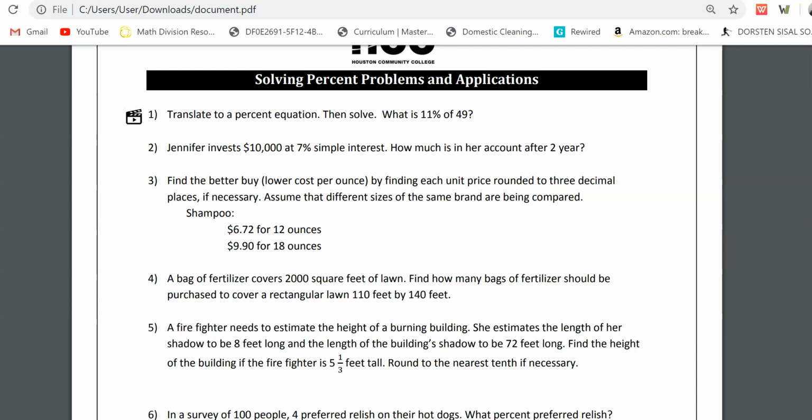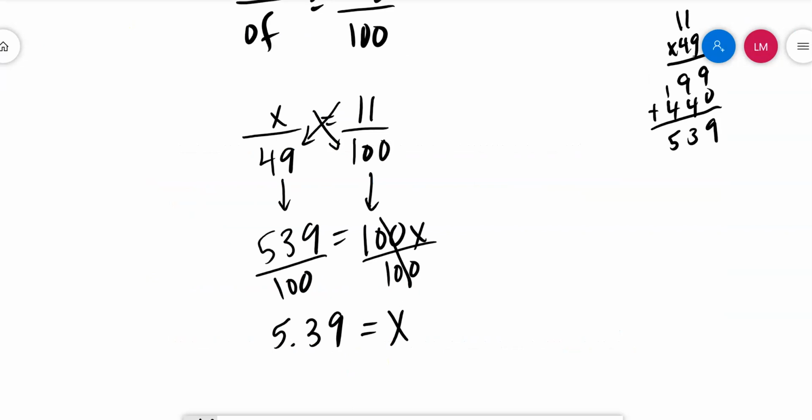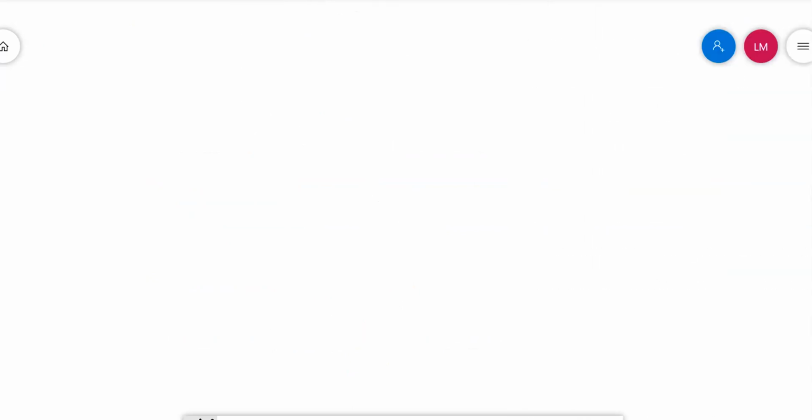All right, so number 4: a bag of fertilizer covers 2,000 square feet of lawn. How many bags of fertilizer should be purchased to cover a rectangular lawn 110 feet by 140? So I know that one bag does 2,000, and I still need to find the area from the length and width of this rectangular lawn, and then do maybe a proportion or something. So let's clear this out real quick.